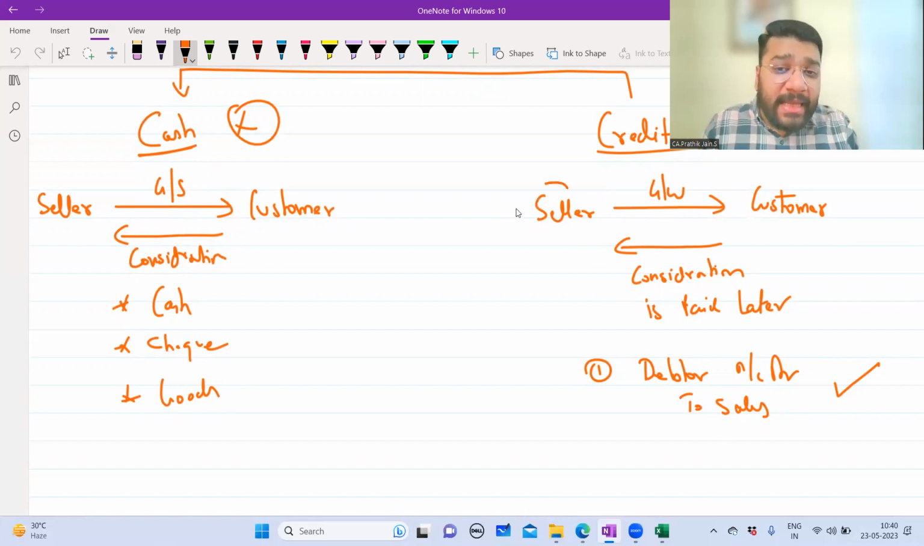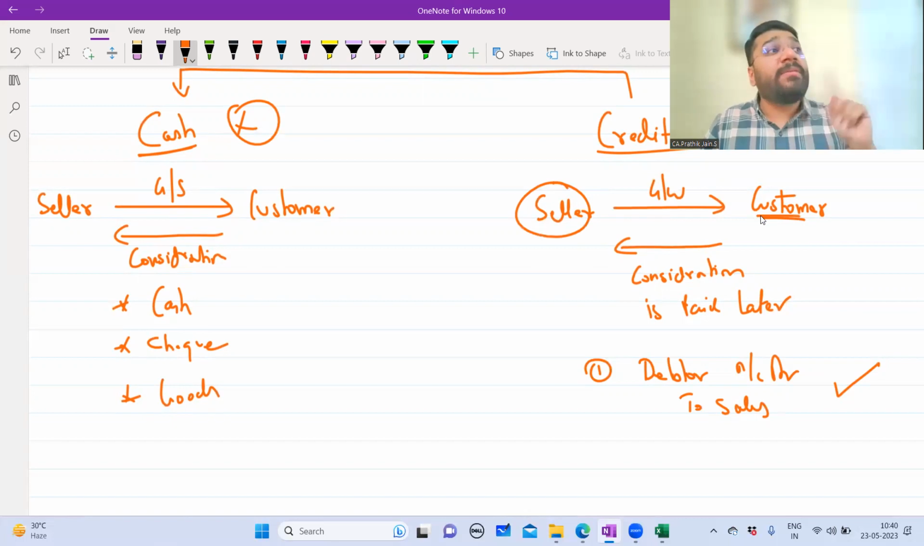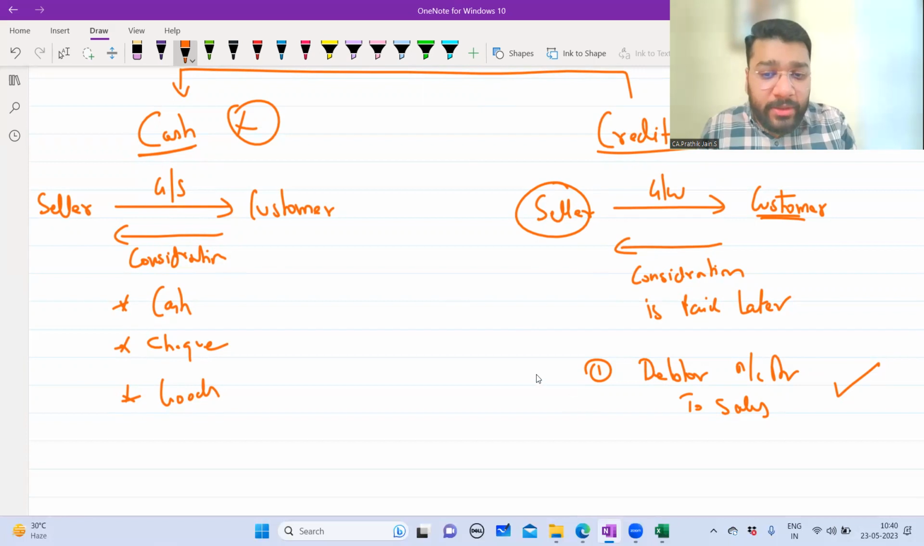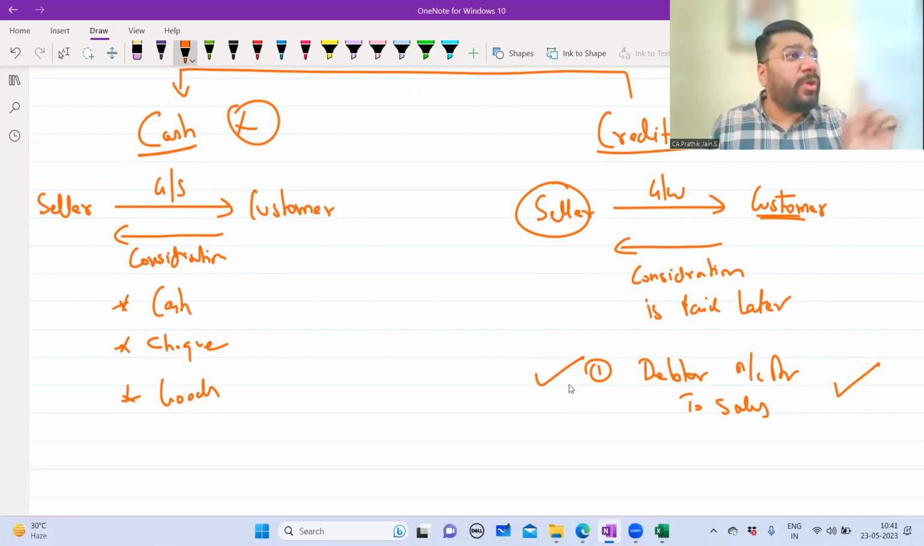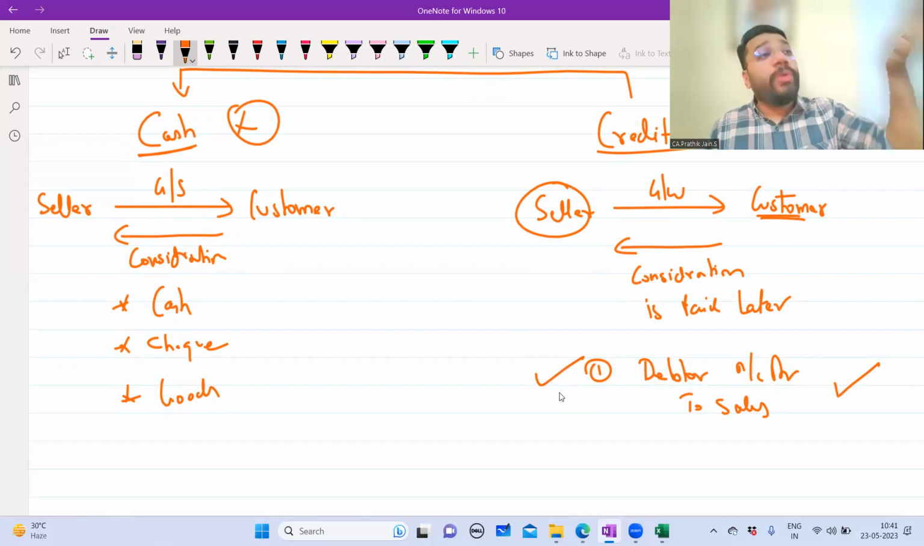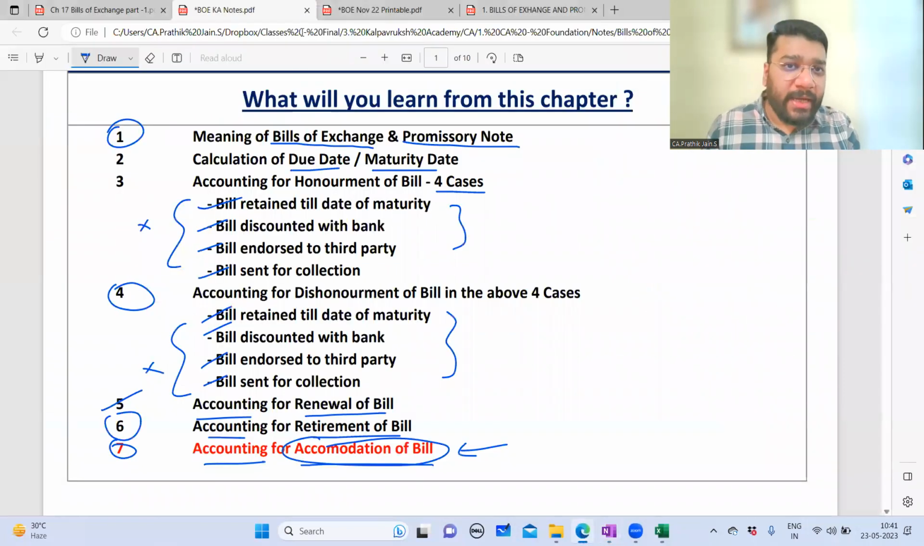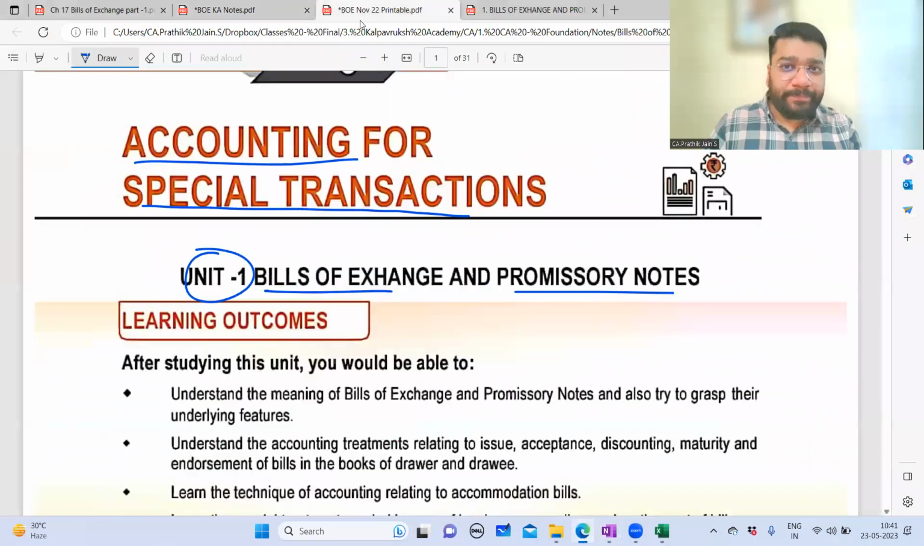Whereas in this case, the seller is selling the goods to the customer. The customer is yet to make the payment on a future date. So the contract still prevails. The contract for settlement of the transaction still prevails. And you will enter into a credit sale transaction or credit purchase transaction. It is only at this point of time that the concept of a bill of exchange or a promissory note is being triggered. Now, how it has been triggered is what we are going to understand here in this concept.